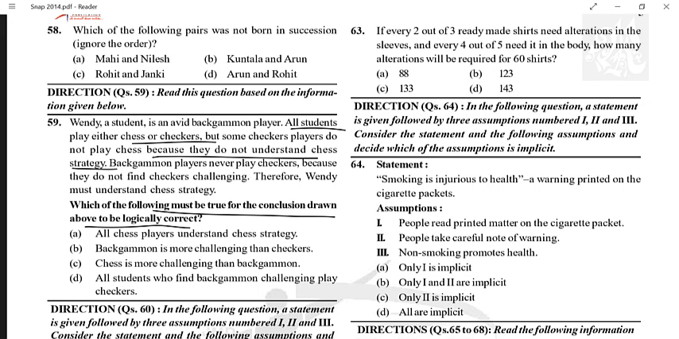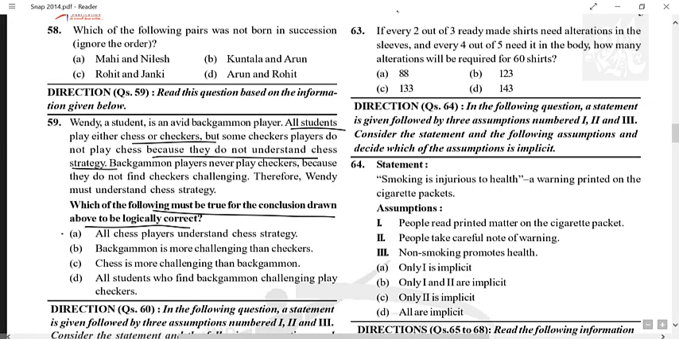So what is the assumption here? All chess players understand chess strategy? Can be. Backgammon is more challenging than checkers. That's a direct conclusion. Chess is more challenging than backgammon. That is again a direct conclusion, or rather not even true. All students who find backgammon challenging play checkers. Not really. Alright, it's a void statement.